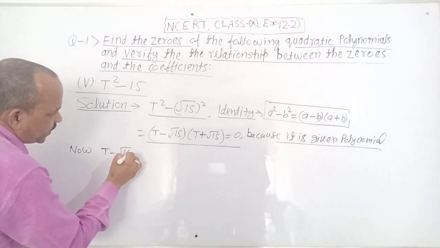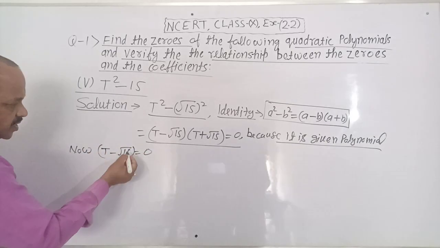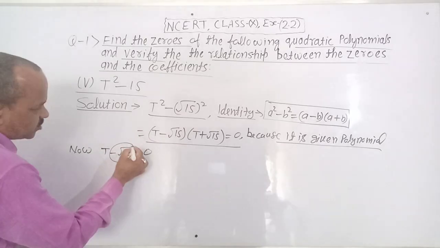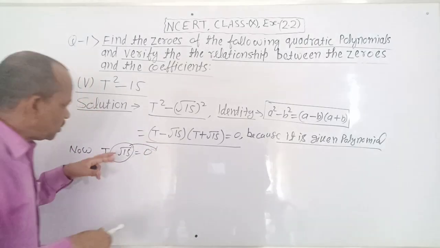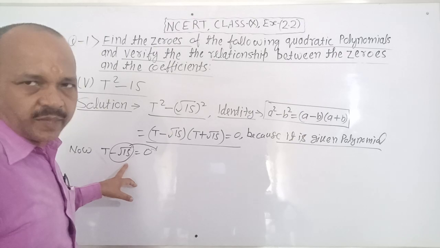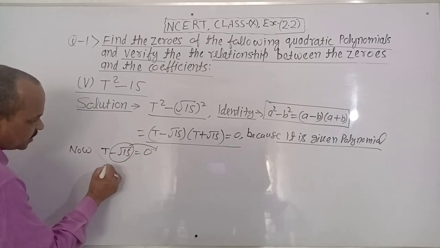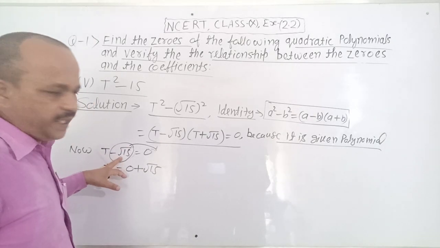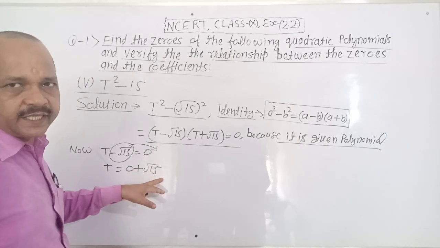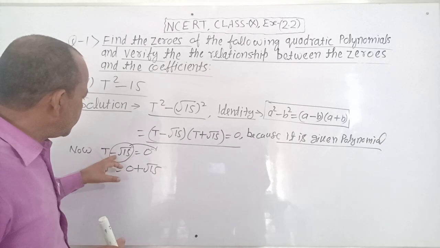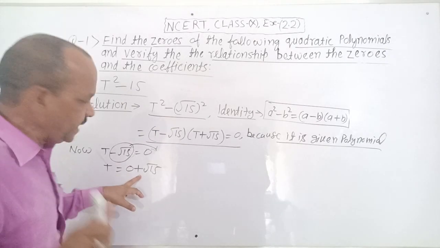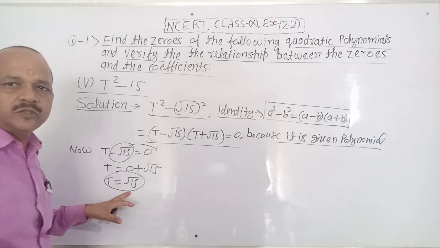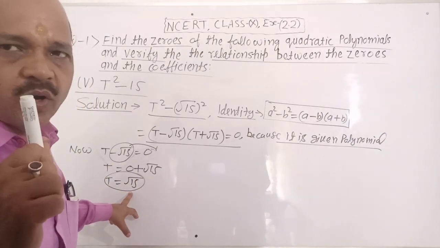Now t minus root 15 equal to 0. You can write minus root 15 on the right side. It becomes t equal to 0 plus root 15. Here minus root 15 you can write on the right side with positive sign. Here negative sign and here positive sign. Clear? It becomes t equal to root 15. You find t equal to root 15. It is clear? No confusion about it?